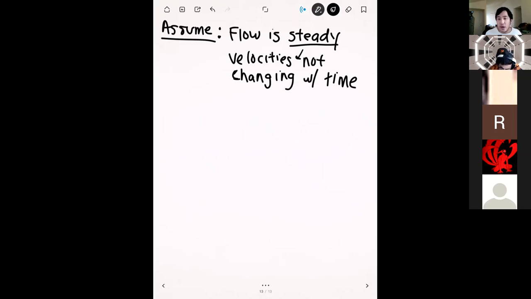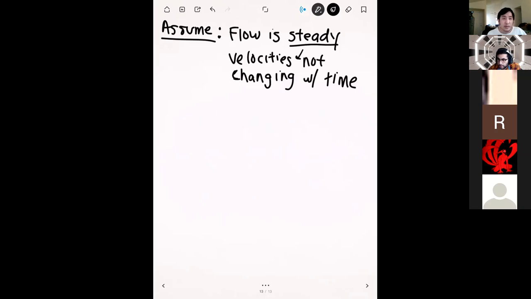If you have flow in a river, the fluid is actually moving in that river, but it's not accelerating, and the direction is not really changing. So we can say that the flow in that river is steady because the velocity vectors are always going to be the same. And that's the case here. When you draw streamlines, if you assume that those streamlines are not changing with time, then we can say that the flow is steady.